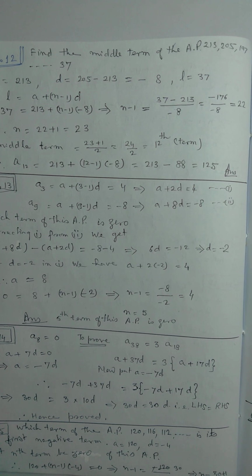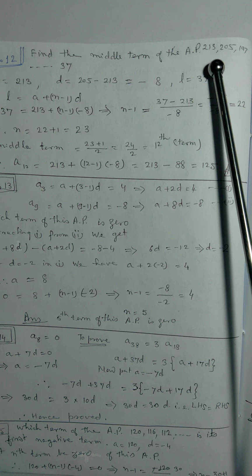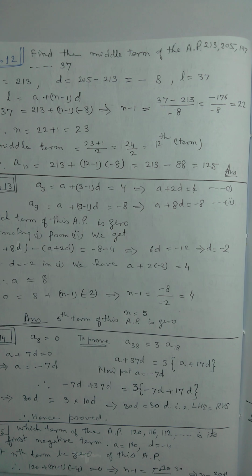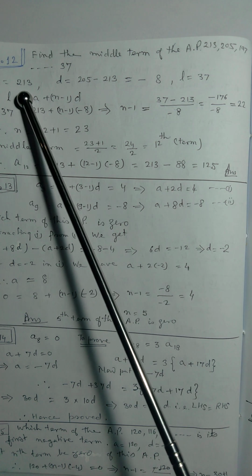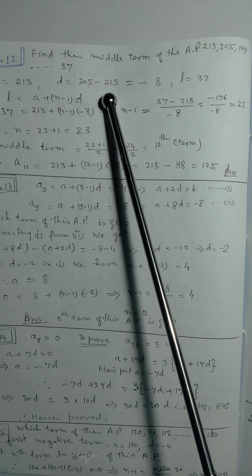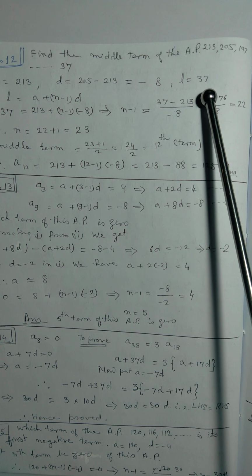Question number 12 states: find the middle terms of the AP 213, 205, 197 to 37. You see, the first term is 213 and the common difference is 205 minus 213, that is equal to minus 8. And the last term is given as 37.